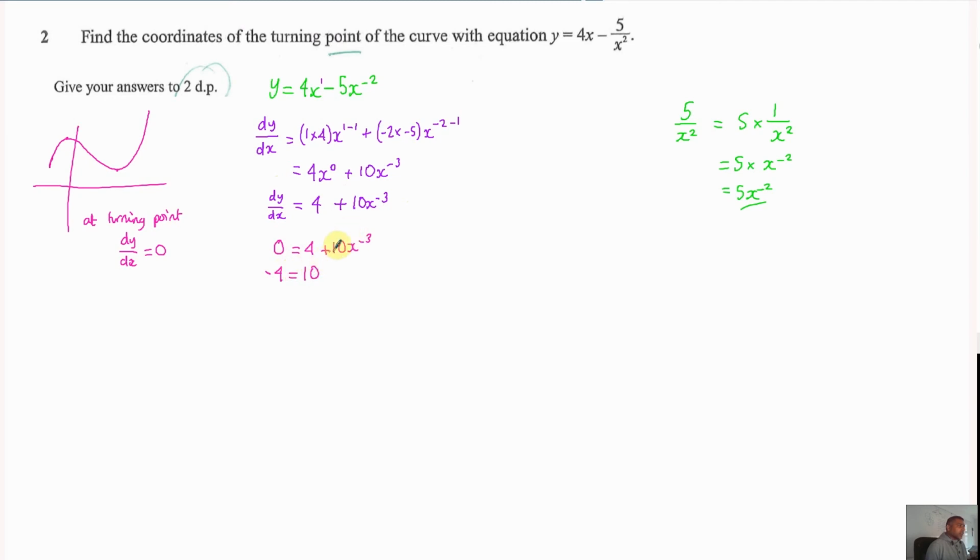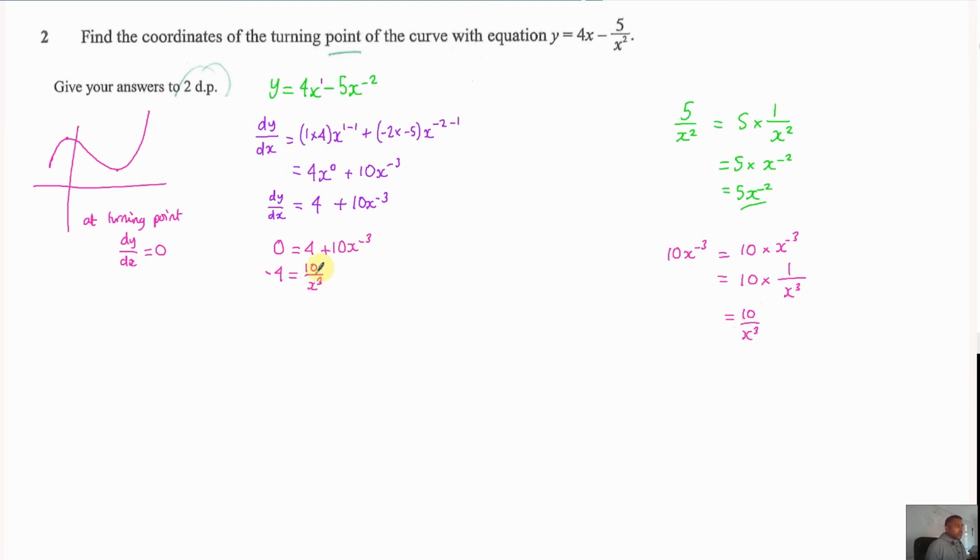And again, some people did this still in index form. I would probably say it's a good idea at this point to rewrite that in fractional form. So just to show you over here on the side, 10 times x to the power of minus 3 is the same as 10 times x to the power of minus 3. And we know that a negative power is a reciprocal, so it'll be 10 times 1 over x cubed. So in effect, we have 10 over x cubed. So let me just rewrite that bit there: minus 4 equals 10 over x cubed.